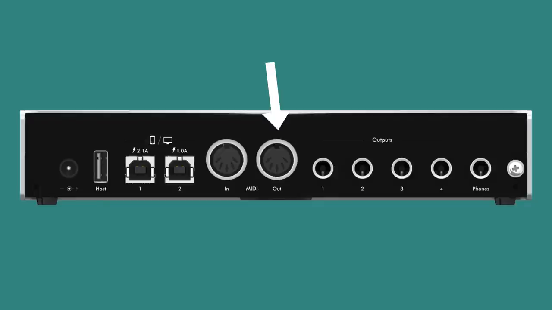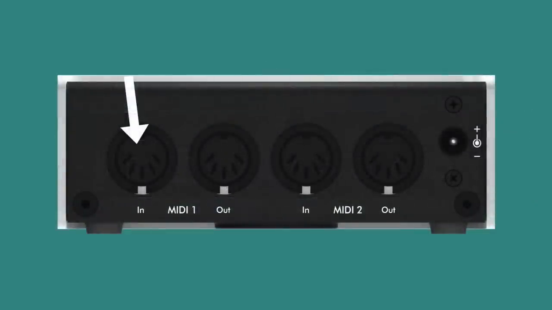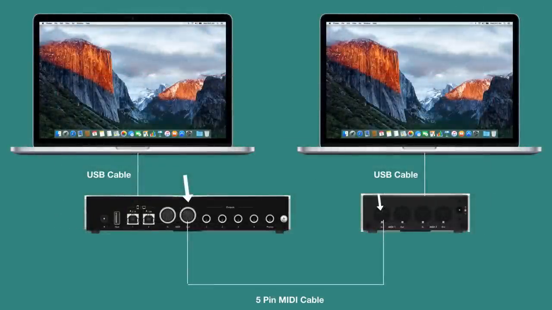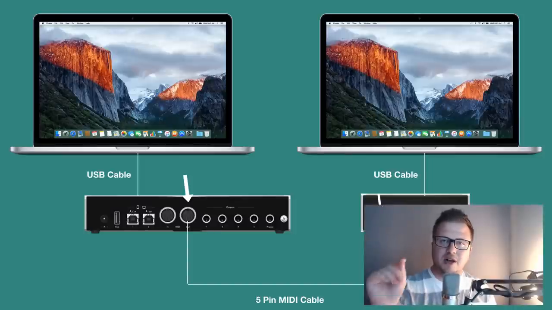So on our first computer, we're going to have that device connected. And then on our other computer, we're going to have another audio interface with a MIDI input. Then essentially what we do, if we're doing this from a computer standpoint, is connect our two computers using our two audio interfaces or MIDI interfaces, just using a 5-pin MIDI cable, right? So that's really straightforward, really, really simple to do. Now, there are some inherent issues with MIDI, and I'm going to talk about that in a second.